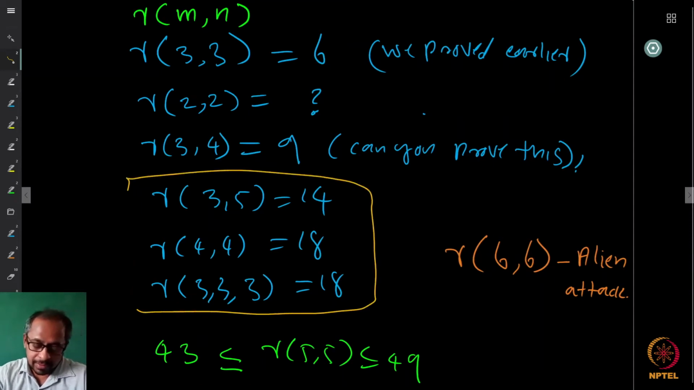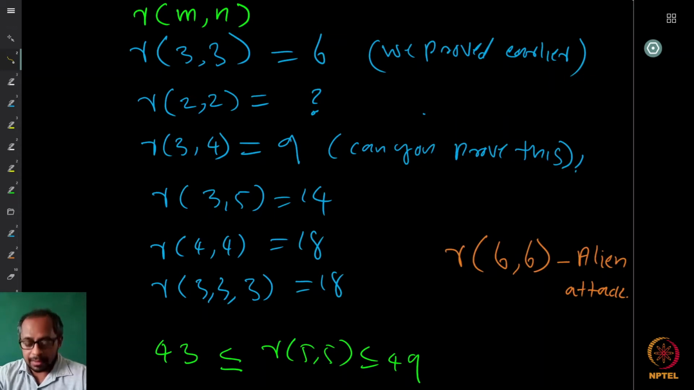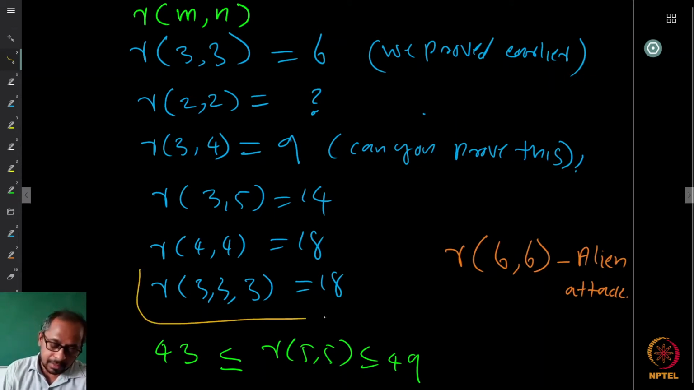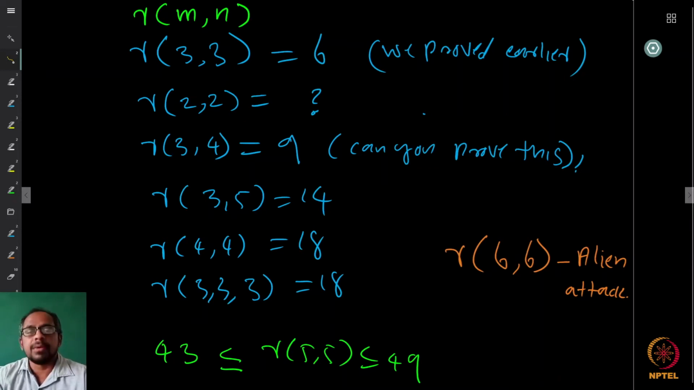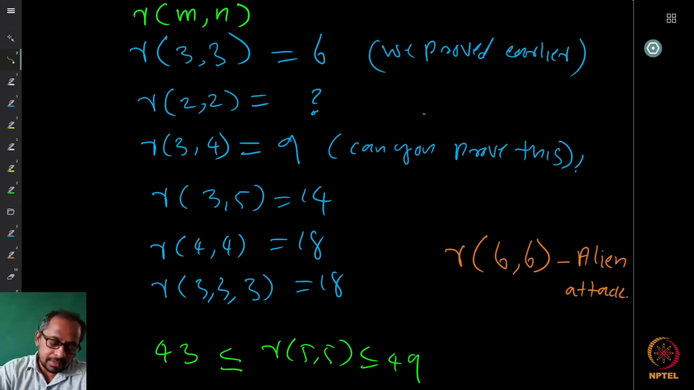R of 3, 5, R of 4, 4, and R of 3, 3, 3. This is a 3-coloring now, so show that if you have 18 vertices or more, then you will contain a triangle of the first color or second color or third color. So these numbers we already know for these small values.